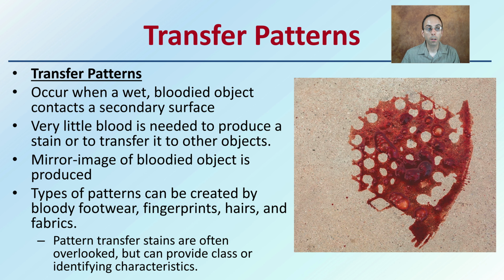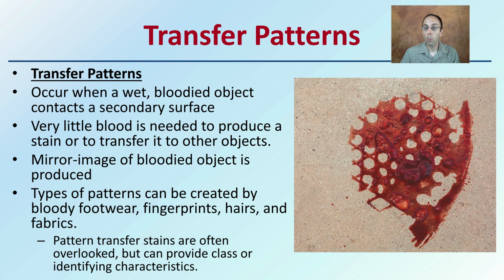Then we have transfer patterns. So these occur when a wet bloody object contacts a secondary surface. Very little blood is needed to transfer a stain to other objects. Mirror images of the bloody objects are what is produced. Types of patterns can be created by bloody footwear, fingerprints, hairs, and also fabrics. Pattern transfer stains are often overlooked but can provide class or identifying characteristics.